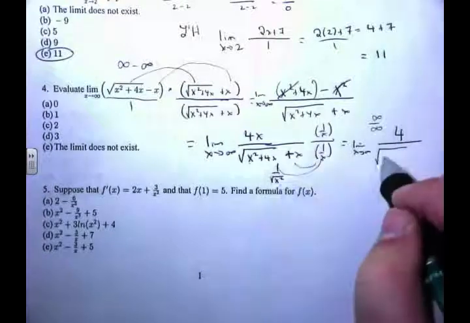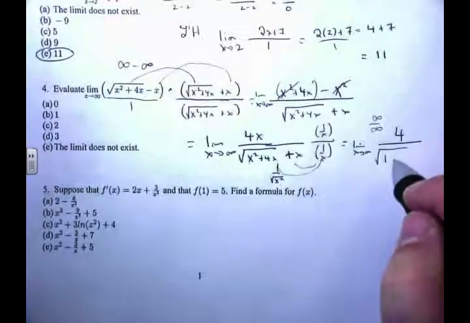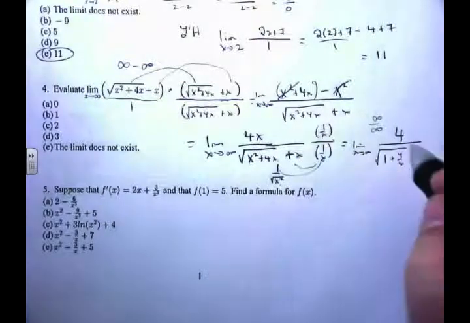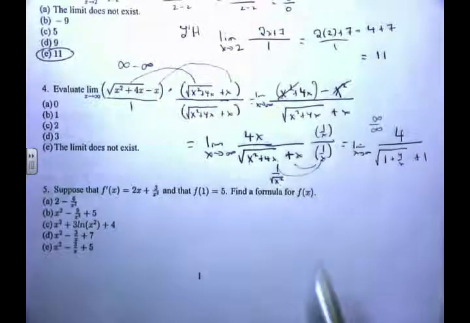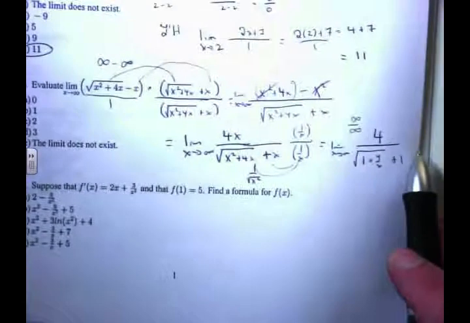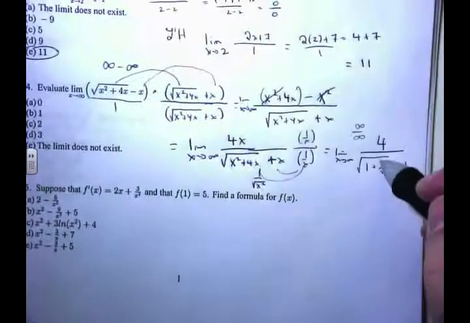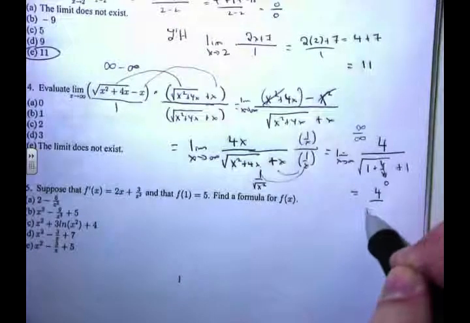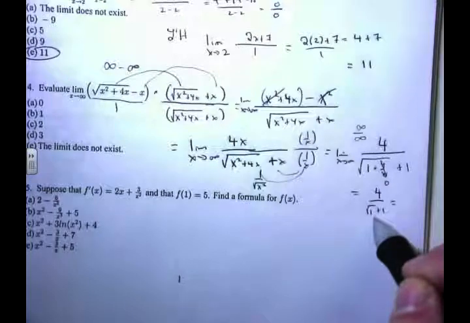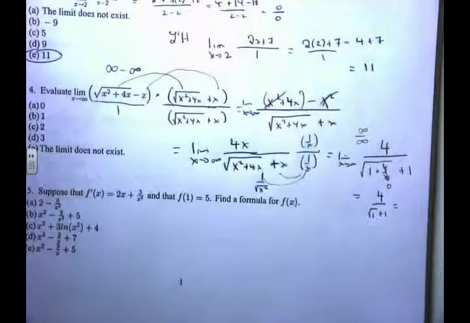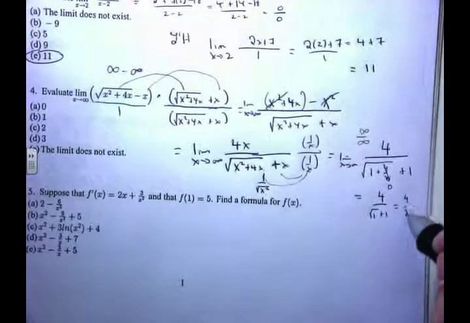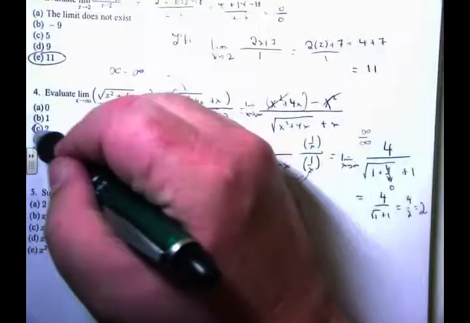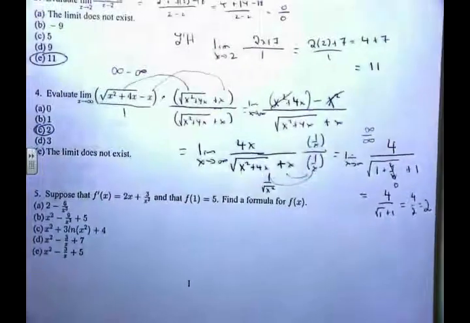This is the square root of x squared divided by x squared, which is 1. 4x divided by x squared is 4 over x. But x times 1 over x is plus 1, because that's outside your radical. Now take the limit as x approaches infinity here. This thing goes to 0, and be careful on the algebra. That leaves me with 4 over the square root of 1 plus 1. What's the square root of 1 plus 1? 2. And that gives me 4 divided by 2, which is 2. The answer is 2. Does that make sense?